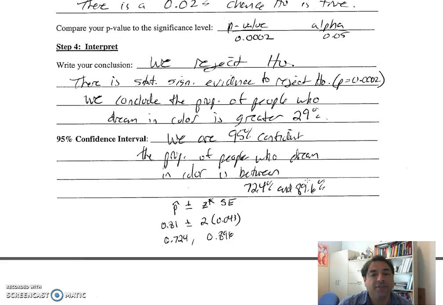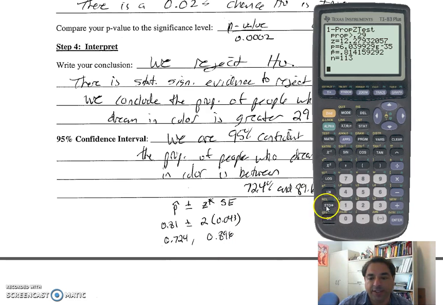Then to verify that, we're going to do our confidence interval. It's p hat, 0.81, plus or minus z star, because we're doing 95%, you can use 2 or 1.96 times our SE, and we get 72.4% and 89.6%, which again we can check in the calculator.